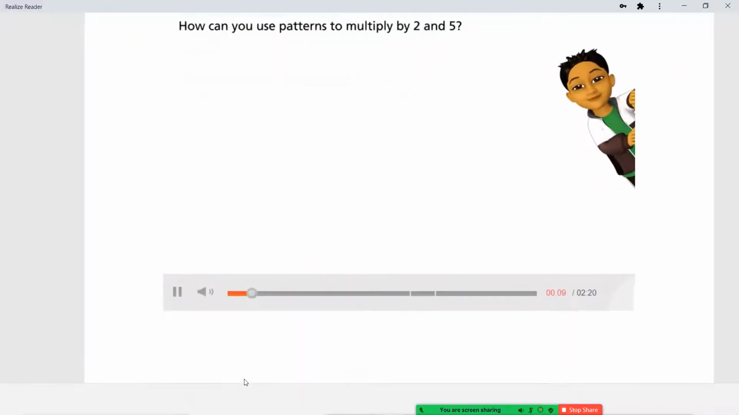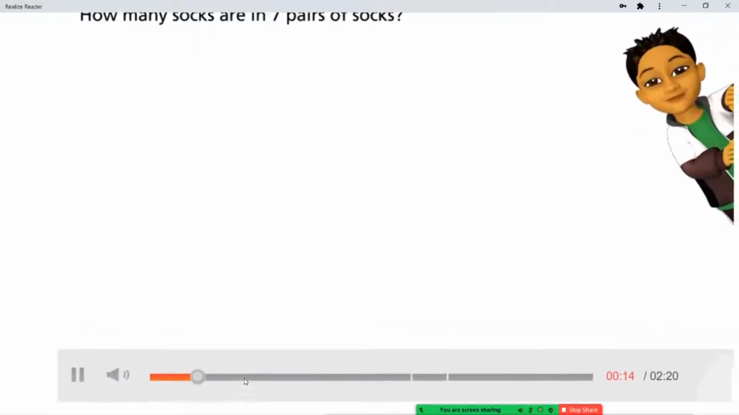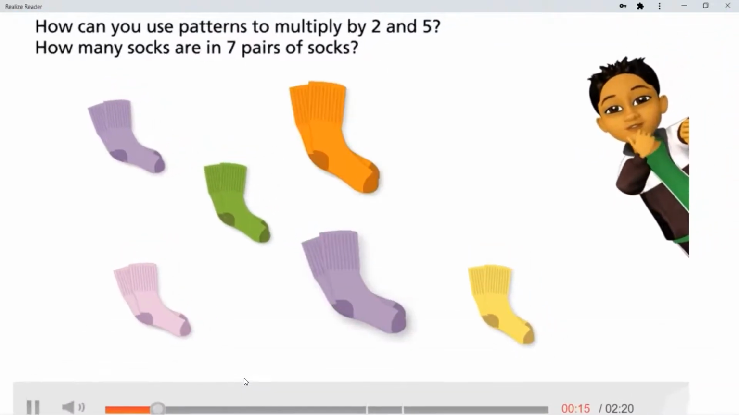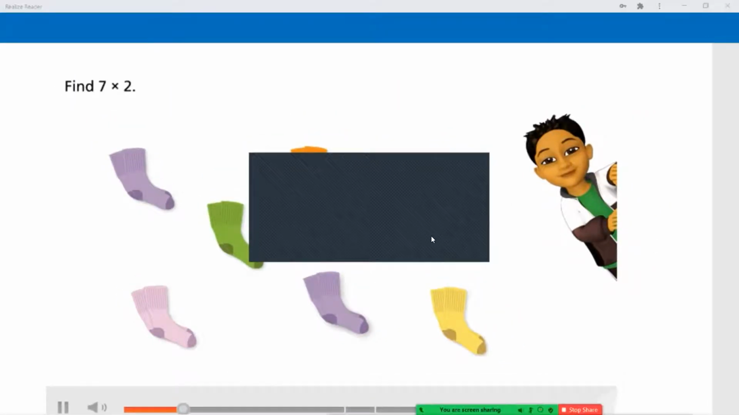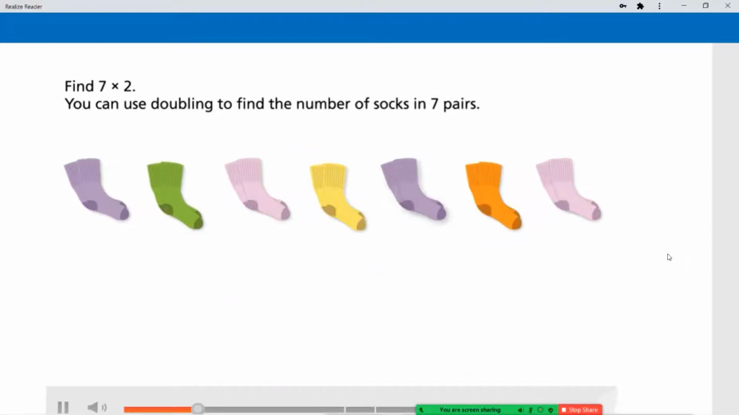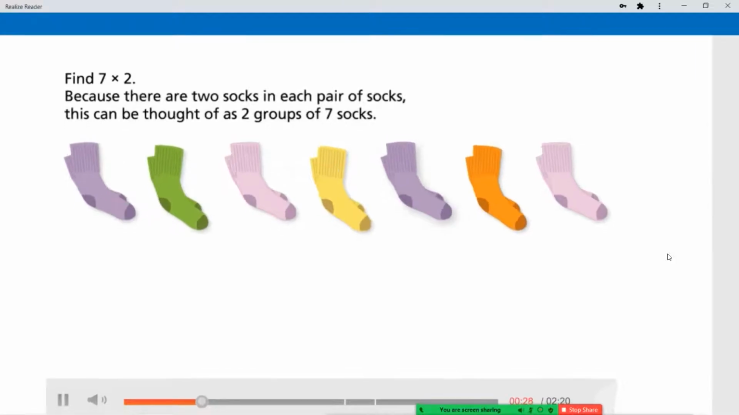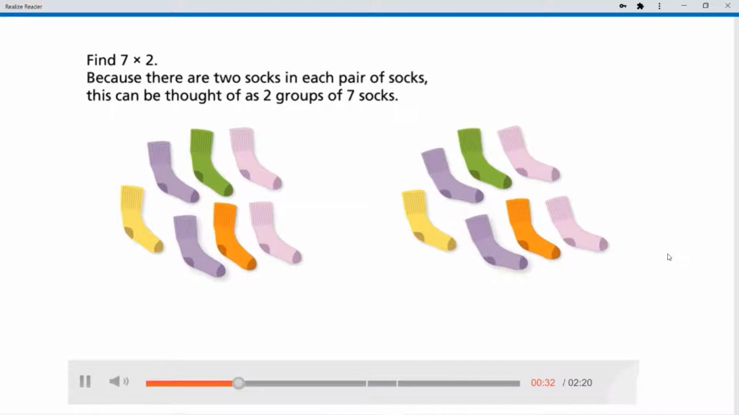How can you use patterns to multiply by 2 and 5? How many socks are in 7 pairs of socks? Find 7 times 2. You can use doubling to find the number of socks in 7 pairs. Because there are 2 socks in each pair of socks, this can be thought of as 2 groups of 7 socks. 7 plus 7 equals 14.